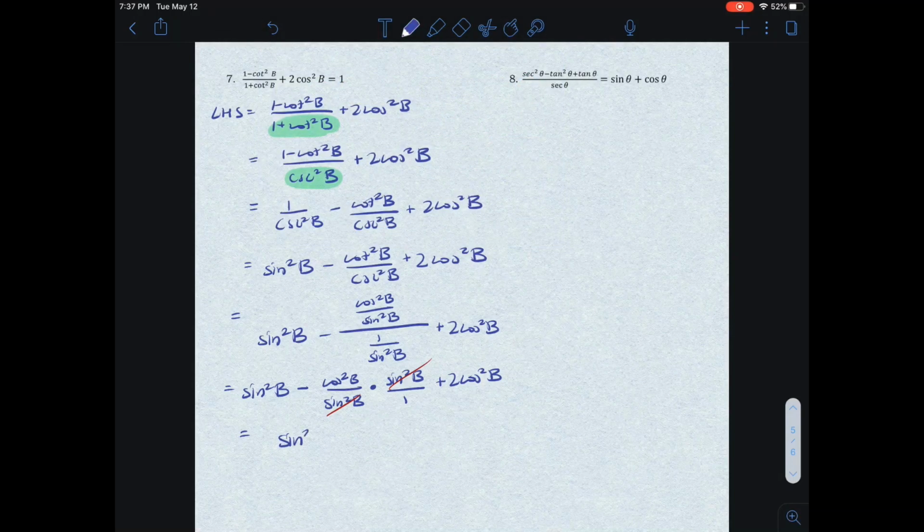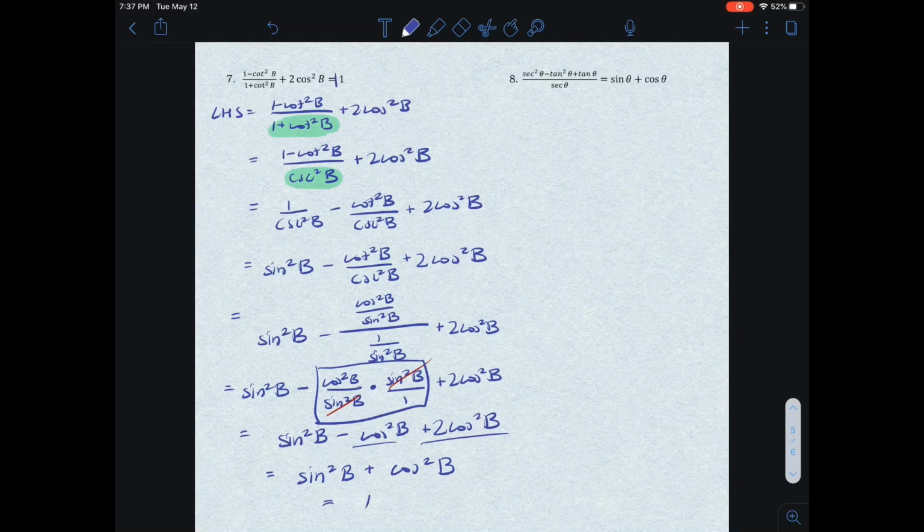What I'm left with is sine squared of b minus, now this whole thing right here just becomes cosine squared of b, after everything becomes simplified. And then plus 2 cosine squared of b. We're getting close. You can combine these together. If I have negative 1 cosine squared of b and I add 2 cosine squared of b, I'll have a positive 1 cosine squared of b. So this will become sine squared of b plus cosine squared of b. And if you notice, this is your Pythagorean identity. This is just 1. And that was our goal, right? Our goal was to get to 1.